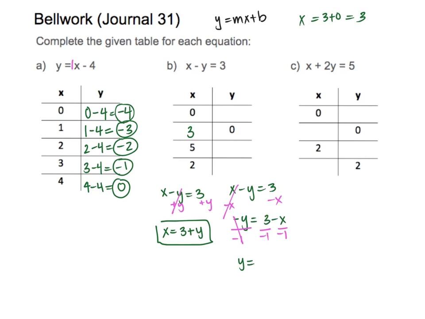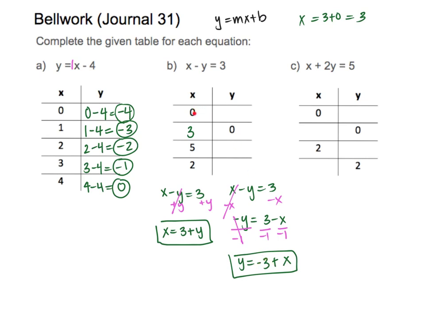3 divided by negative 1 is negative 3. Negative divided by a negative is a positive, and then x comes down. And here's my equation. Basically, to get y, I'm just going to be adding it with negative 3.